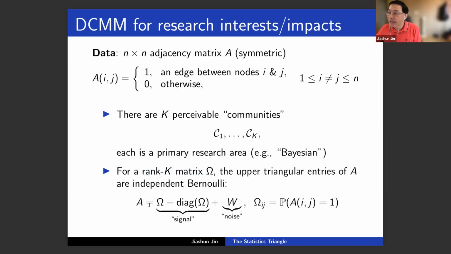We can always decompose A into two components. One is the Bernoulli probability, which is the non-stochastic part, and the other is the noise part. For example, Wij basically means Aij minus omega ij. We have to subtract the diagonal of omega here because the diagonal of A is always 0. If you force the diagonals of omega to be 0, then it's very hard to make it rank K. So you subtract the diagonal of omega, so that omega has more flexibility, and then you can impose a rank K assumption here. This is the first layer of modeling. We have a Bernoulli model, and omega is the Bernoulli probability matrix.